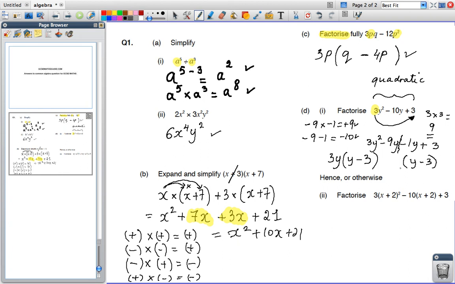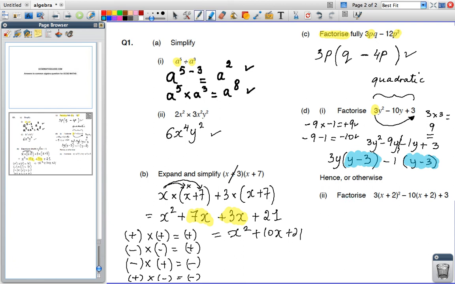And then ask yourself, what can you multiply the y by to bring you that minus 1y back? And it's obviously going to be minus 1. And finally, what you should notice here is that you've got two brackets that are the same. When you've got two brackets that are the same, we call that a common factor. So you only need to rewrite it once.